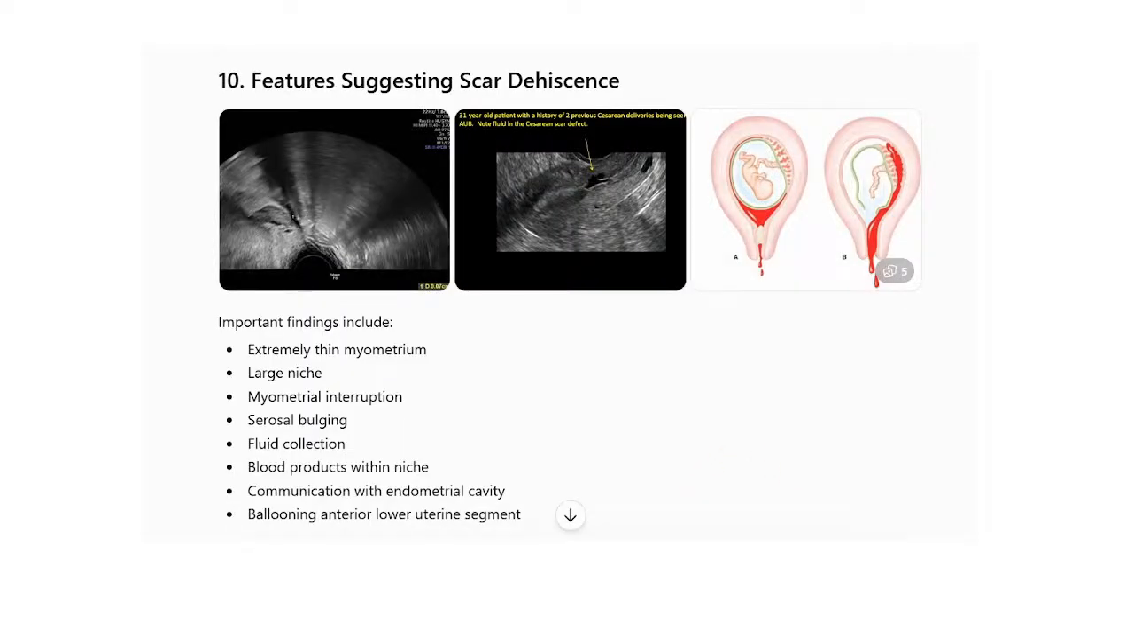So, features suggestive of scar dehiscence. Important findings include extremely thin myometrium, large niche, myometrial interruption, serosal bulging, fluid collection, blood products in the niche, communication with the endometrial cavity, and ballooning of the anterior lower uterine segment. So those are the sonographic signs of a scar dehiscence.